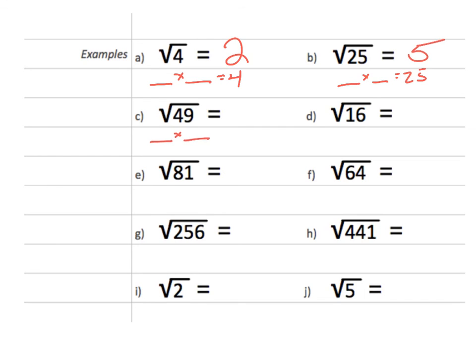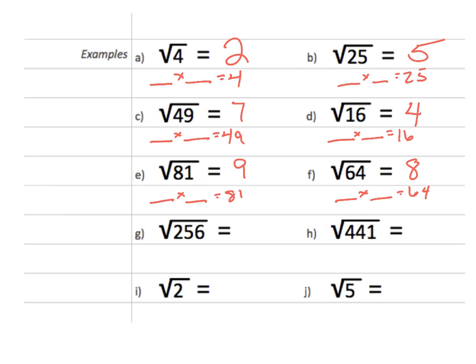What number times itself equals 49? That would be 7. What number times itself equals 16? That would be 4. What number times itself equals 81? That would be 9. What number times itself equals 64? That would be 8.